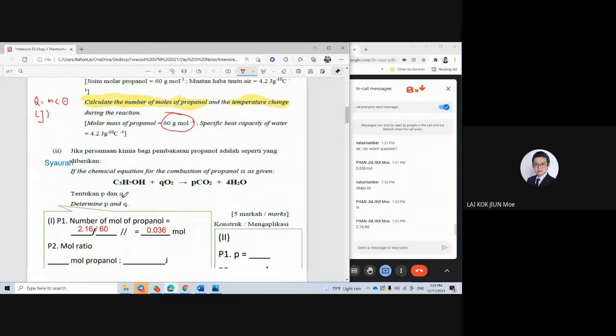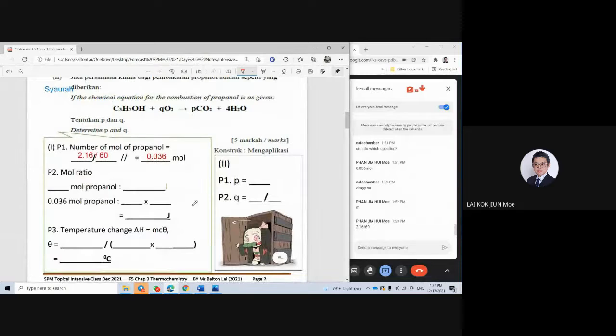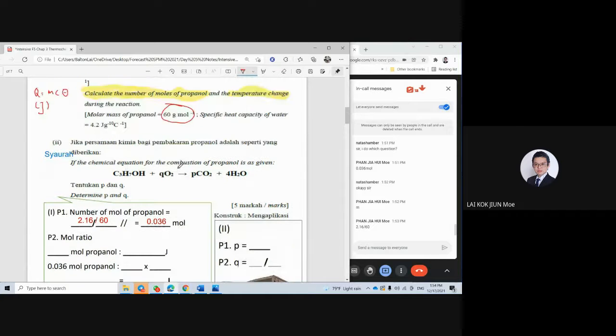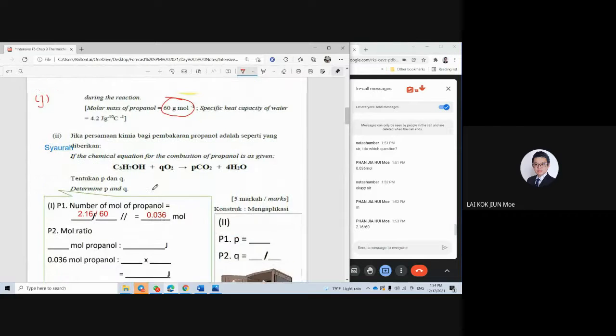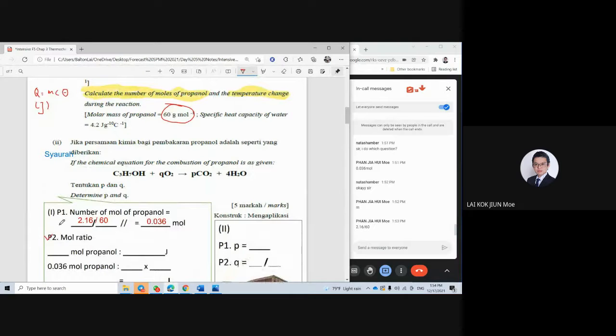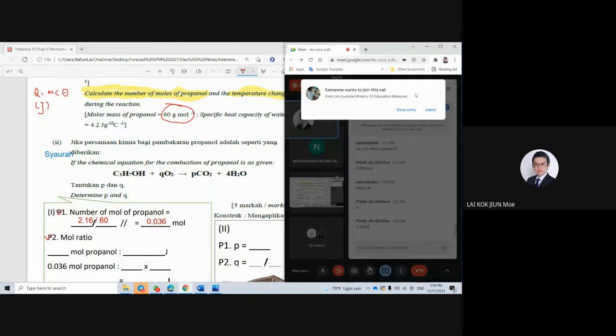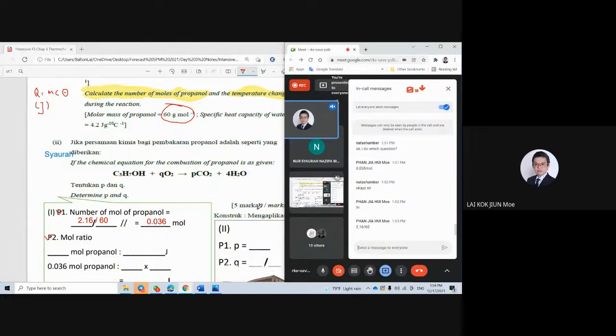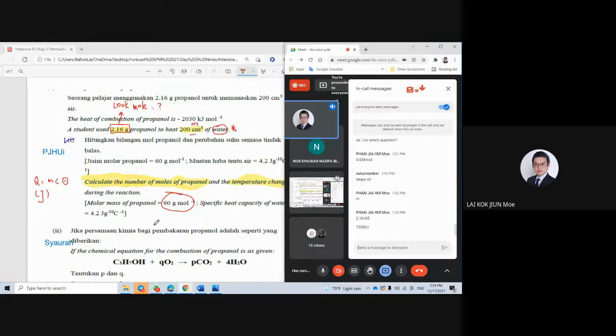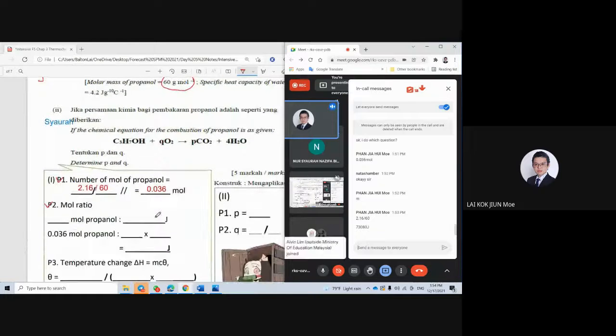So, no problem. The mole ratio. The mole ratio, how many mole propanol will produce how many joules? So how to write this equation? How to write the 0.2? The mole ratio. Okay, Alvin Ling joined already. Hi, Alvin Ling. Okay, we are now discussing about question B2, Alvin.